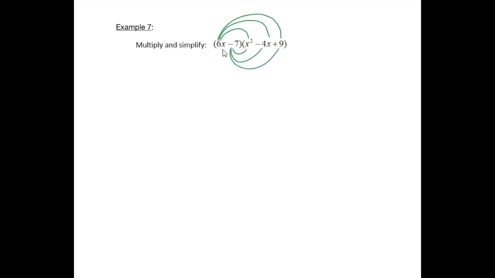Let's start with the 6x. 6x times x squared is 6x to the third power. 6x times negative 4x will be 6 times negative 4, or negative 24, and x times x, or x squared. So negative 24x squared. And the last product will be 6x times positive 9, which is positive 54x. Now we need to distribute the negative 7.